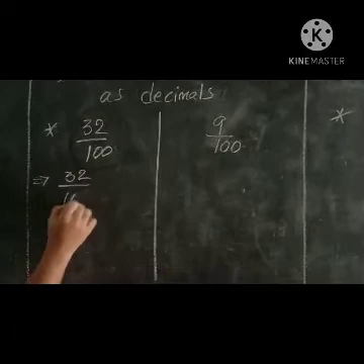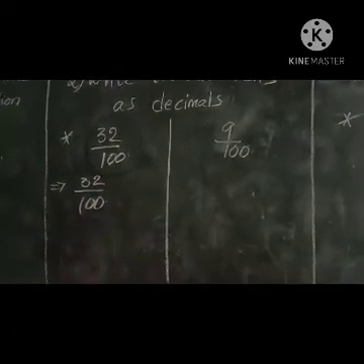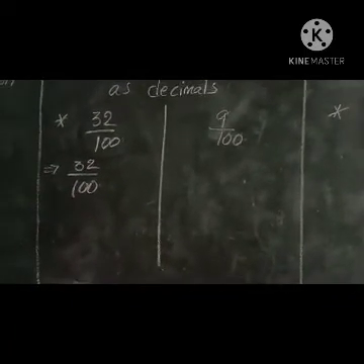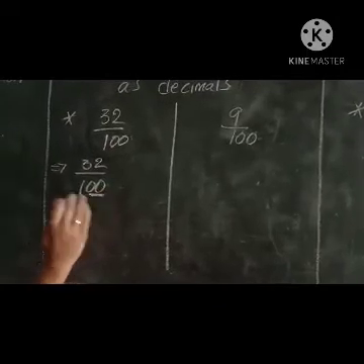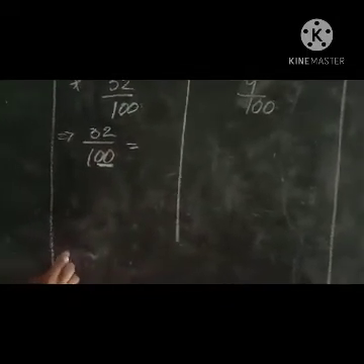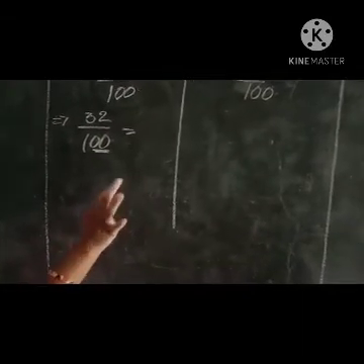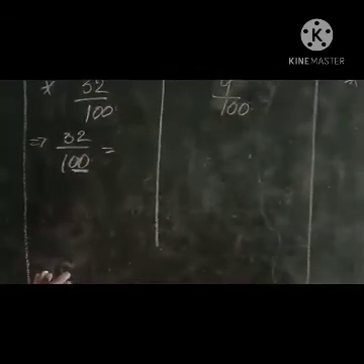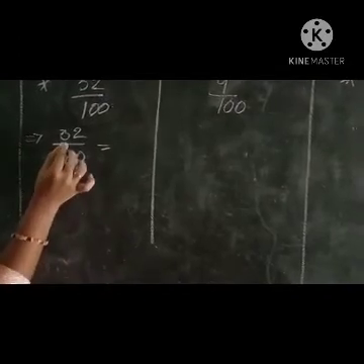32 by 100. How many zeros are there in the denominator? 2 zeros are there. In the answer, how many numbers are there after the point? After the point also we have to write 2 numbers. Now see, observe here.